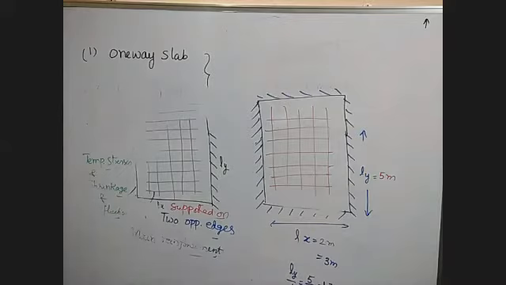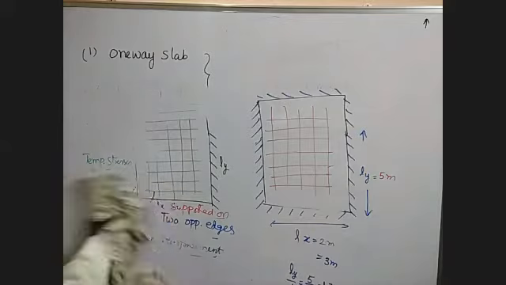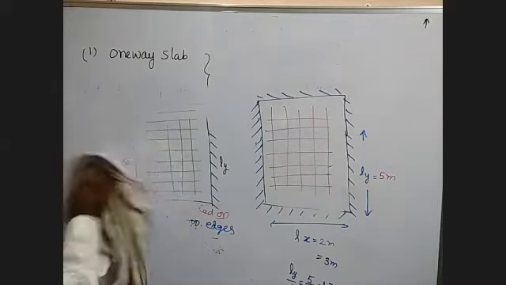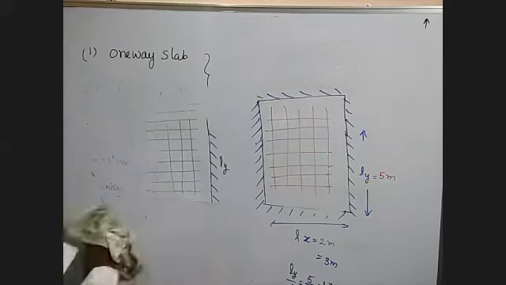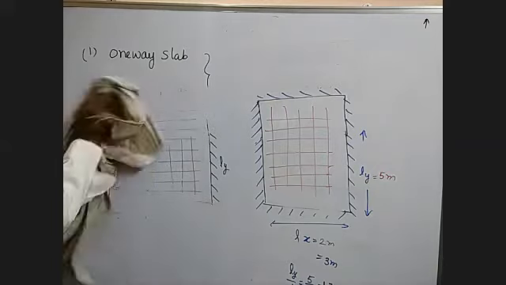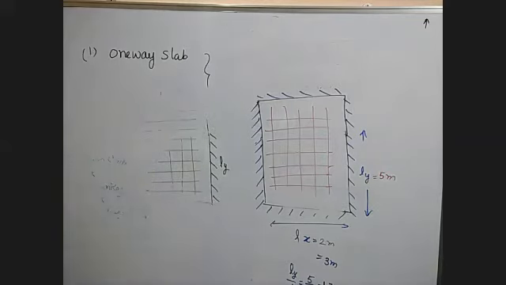So the difference here is you have bending in one direction in a one-way slab, whereas in a two-way slab there is bending in both directions. That means you have to provide the main reinforcement in both the directions.